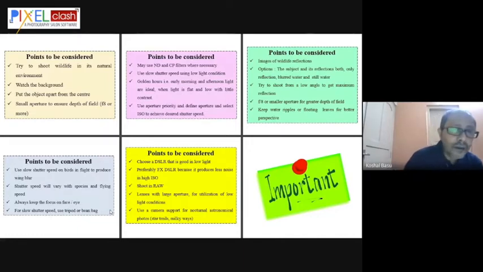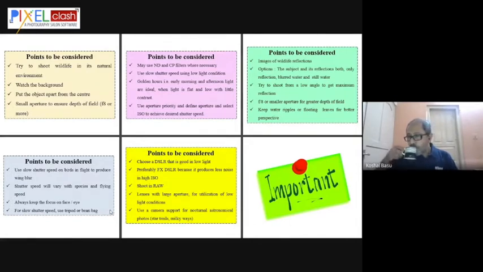Obviously, I think many of you know about the golden rule. We divide the frame with vertical and horizontal lines. The crossing points of these four lines are normally called golden points. So try to put the object apart from the center, that is, try to put the object on those golden points. And use a small aperture to ensure depth of field, f/8 or more. So I have already discussed it.